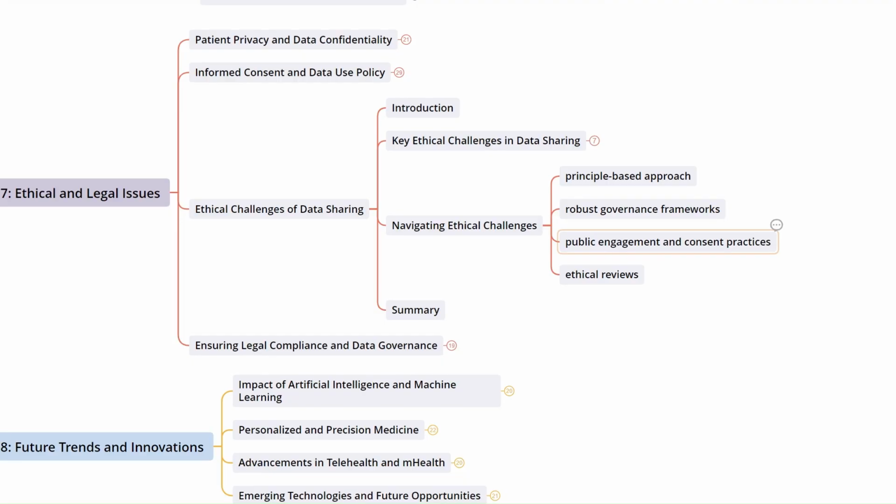Ensuring public engagement and consent practices are meaningful and culturally sensitive. Conducting ethical reviews for research and large-scale data projects.